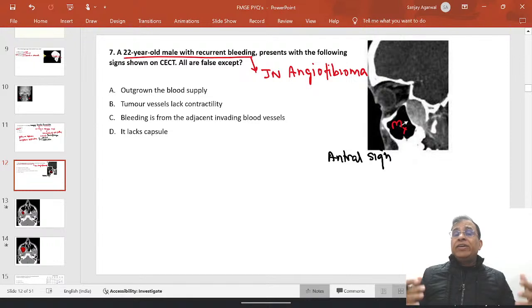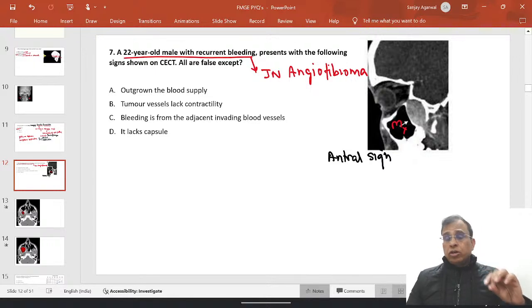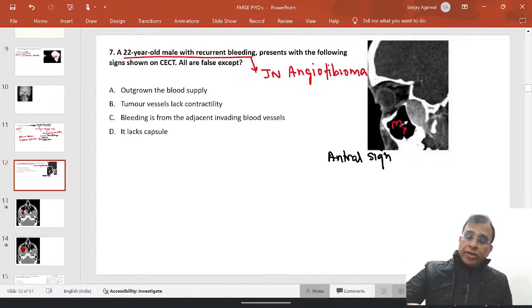In angiofibroma, there are two very popular questions. One, they ask you: an 18-year-old male child having recurrent epistaxis, what is the likely cause? The likely cause is angiofibroma. That is a very popular question, very simple question. The second question they ask you very commonly is about this sign called antral sign. And this image is showing you antral sign.